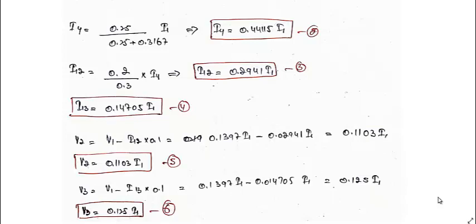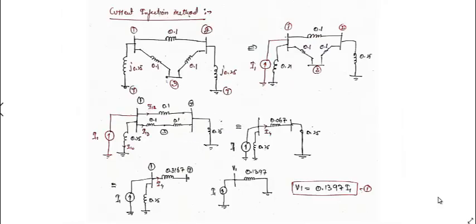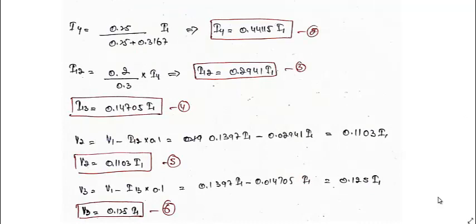Now all the currents are calculated. We can now calculate V2. V2 will be equal to V1 minus 0.1 into I12. Actually, this should have been J into I12. This I12 is the proportion of this I1. Here there is no J or anything else, because J and J will be cancelled out. So this I12 is without J.